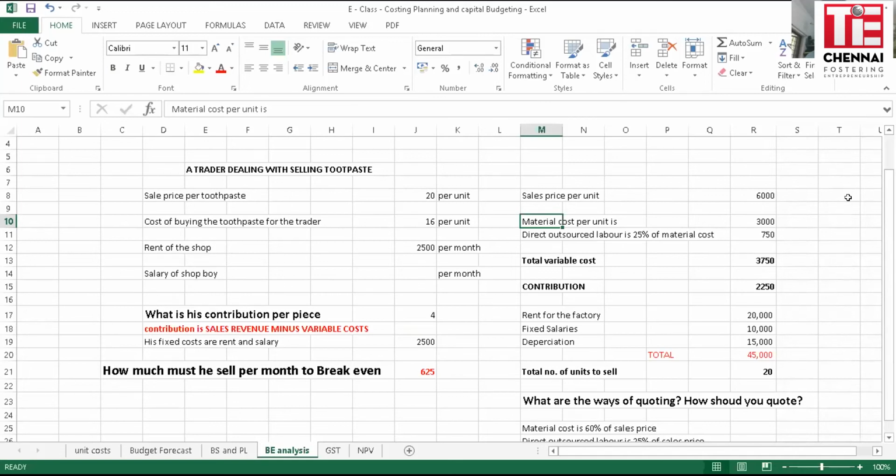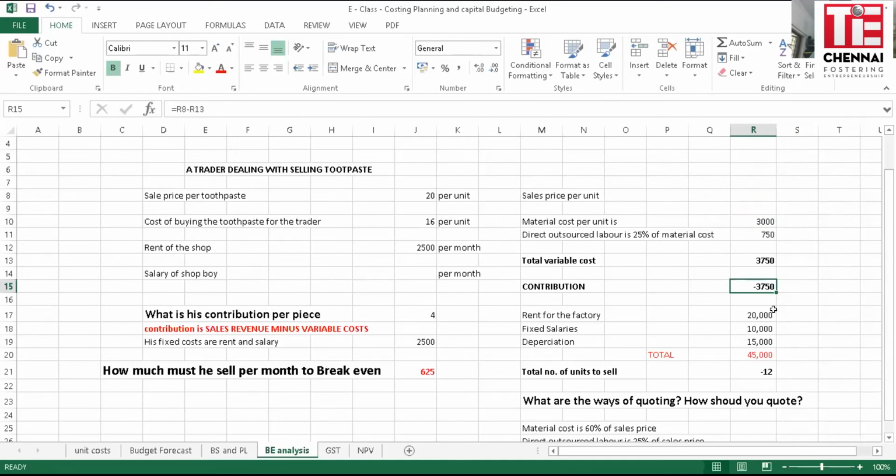Let's say there is an order for you to make a particular manufactured piece. You've done your calculations and you found the material cost of that is 3,000 over here. You found the direct outsourced labor. I've just taken 25%, 750, because you got to get some machining done outside, some annealing done outside, something done outside. So your total variable cost is 3,750. You forget this one. We have not quoted 6,000 yet. Leave this. Let me remove it so that you don't get distracted. Right now, the contribution shows negative because there is no revenue. So don't worry about it. But your variable cost is 3,750.